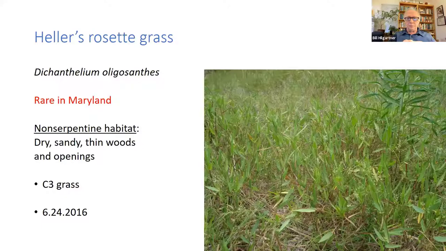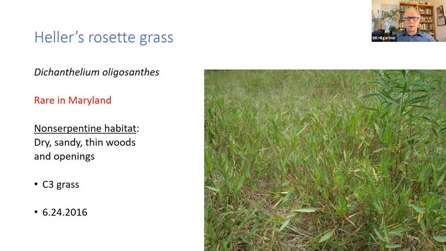Another rare plant is Heller's rosette grass. You can see sort of the seed heads there, and it can get fairly thick. Dichanthelium oligosanthes. It is rare in Maryland, but it's not confined to serpentine. It's found in dry, sandy, thin woods and openings. It's a C3 grass, whereas the little bluestem, as you'll see, is a C4 grass. It makes a difference in how they grow and the amount of water they need.